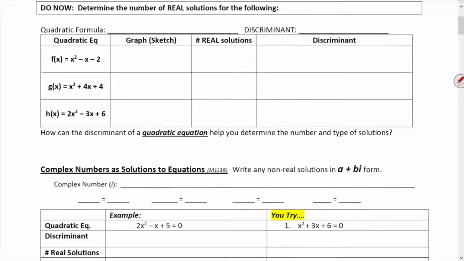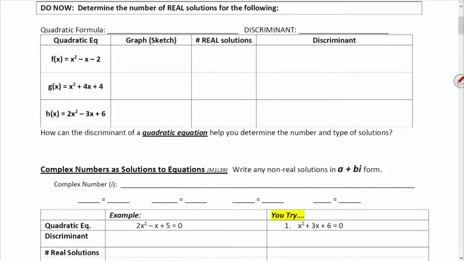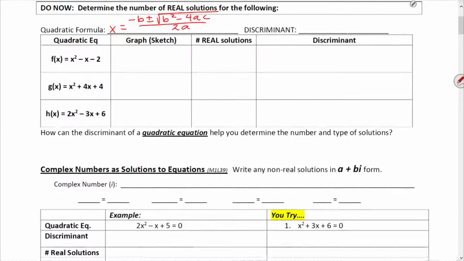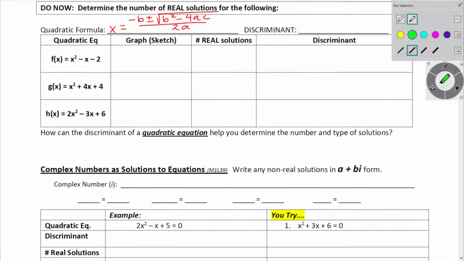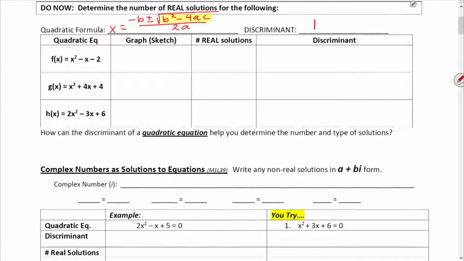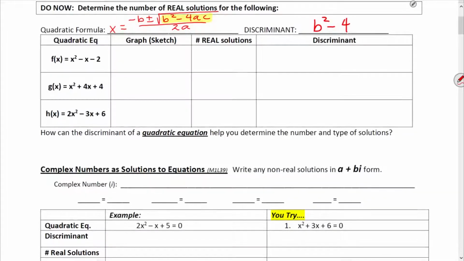First, let's remember the quadratic formula, which is that x is equal to negative b plus or minus the square root of b squared minus 4ac all over 2a. Now, the part inside the square root is actually pretty important. So important that it's been given the name of the discriminant. So the discriminant is b squared minus 4ac.